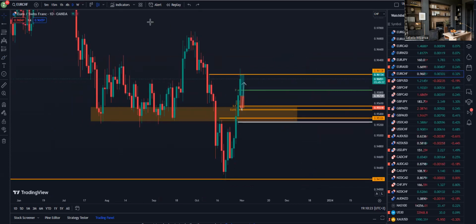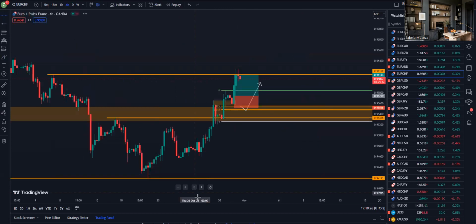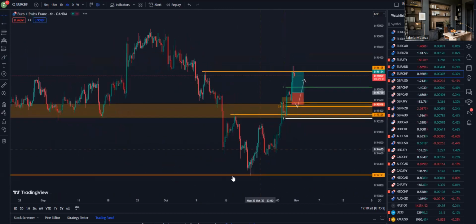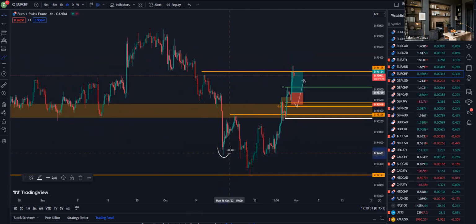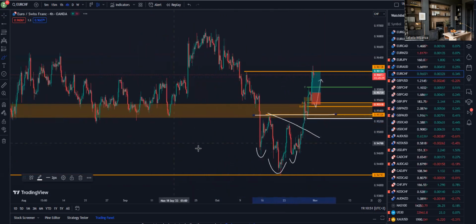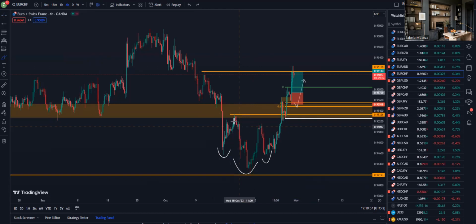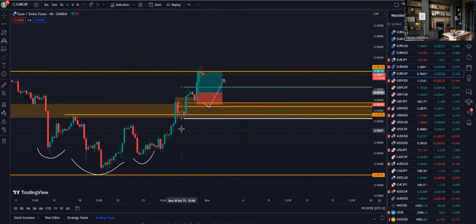So now let's move on to the H4. On the H4, I saw the market forming this beautiful head and shoulders pattern. My neckline was here. My neckline will never be something like this. My neckline is going to be here always. So the market broke the neckline, and I didn't take this buy here after the retest.